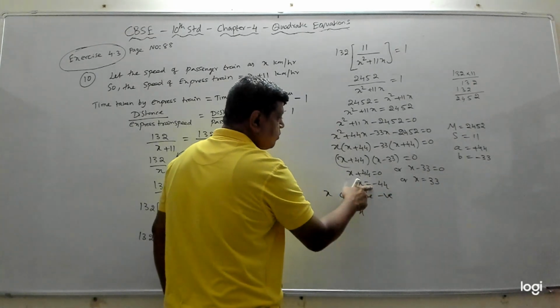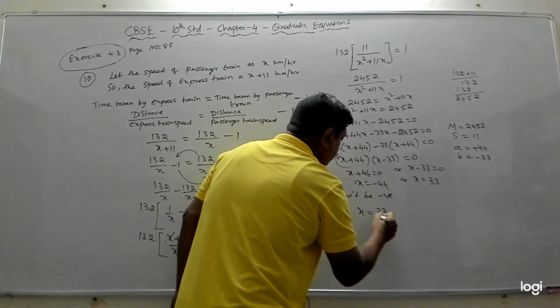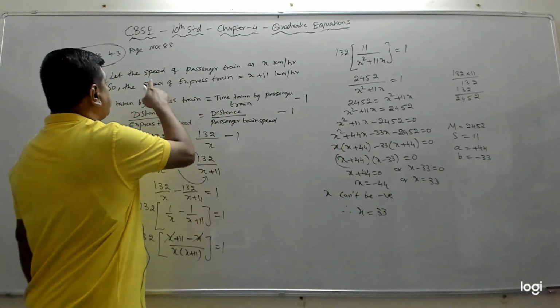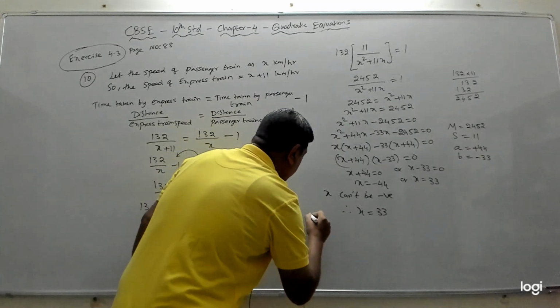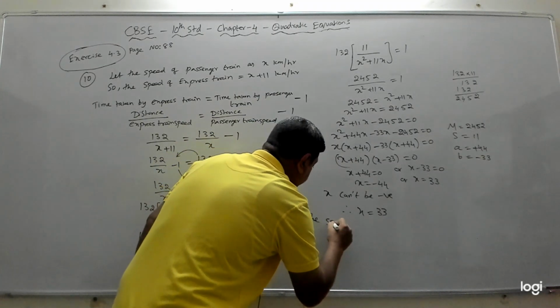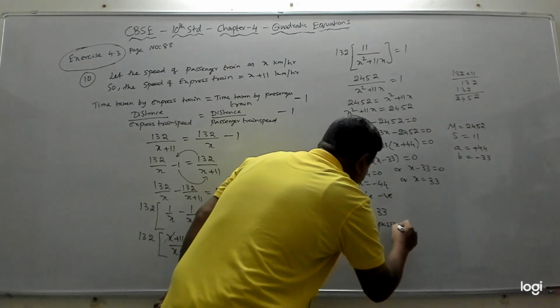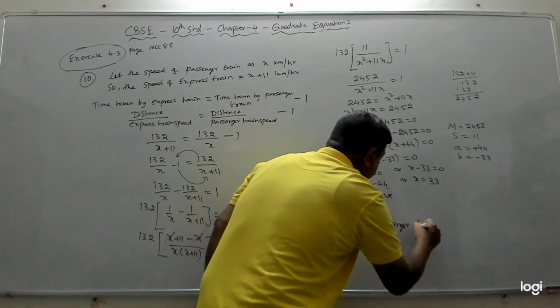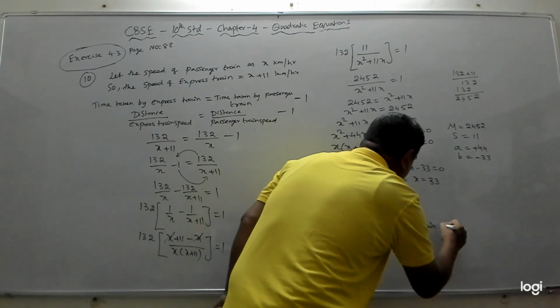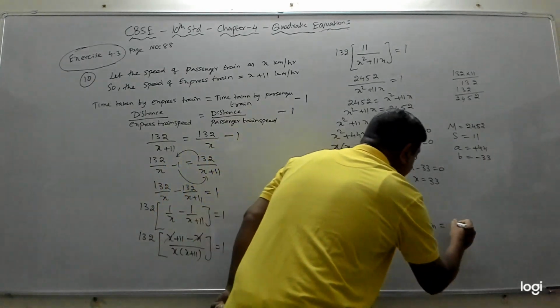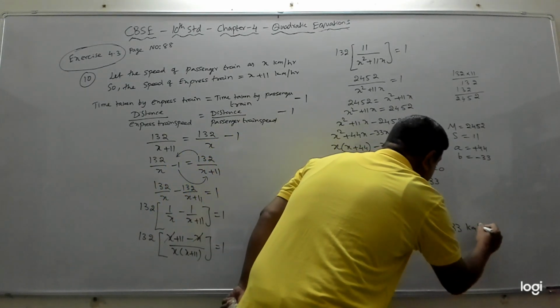Therefore, we cannot take this value. We have to take x is equal to 33. Now, what is the speed of the trains now? The speed of the passenger train is equal to 33 km per hour.